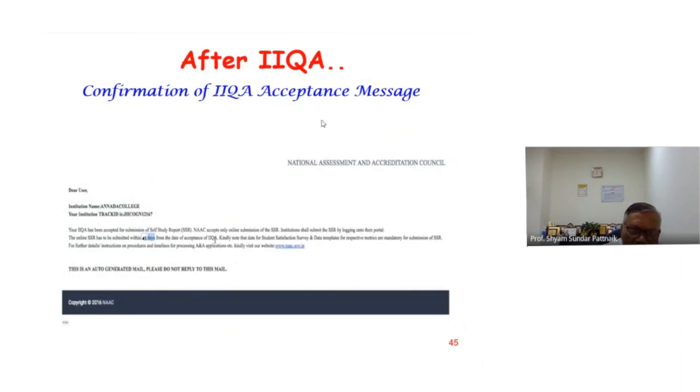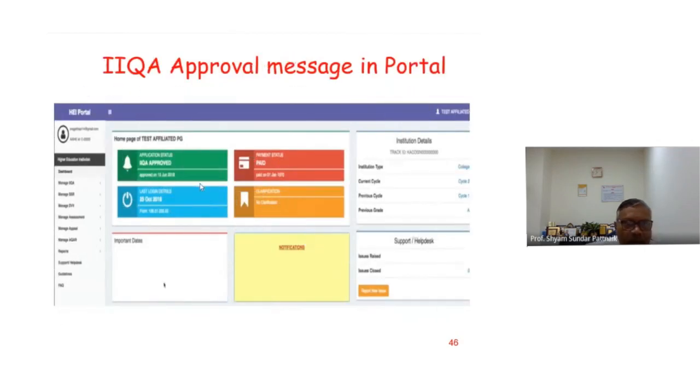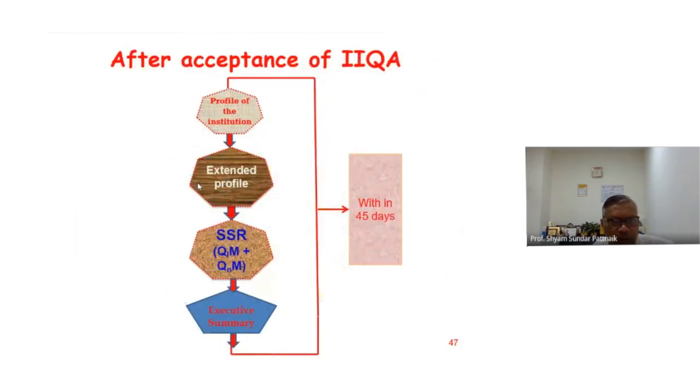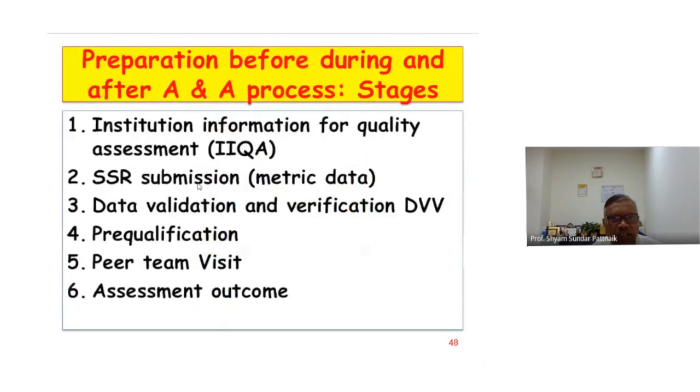Then if your IIQA is accepted, you get a letter like this. Something like this will be displayed, and it will say that your SSR has to be submitted within 45 days along with the student satisfaction survey report. So this is a letter which you will be getting. Then you'll also get this message in the portal, which you can access because you have the password. So in your dashboard also it will be available. This I have already explained to you.